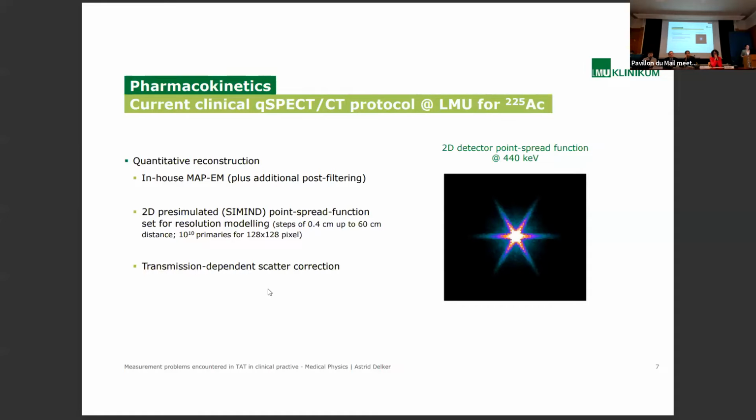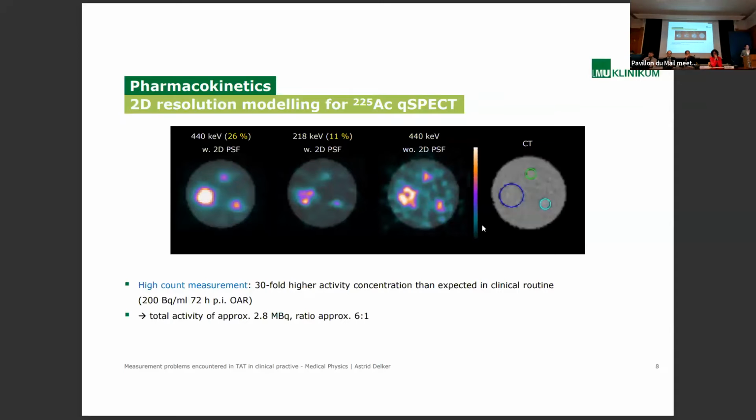However, when you have to deal with high energy gammas, you get that anisotropic star pattern, and this star pattern comes from high energy gammas penetrating through the collimator septa. This phantom measurement shall visualize the impact of using that 2D resolution modeling. Here we performed the high count phantom measurement with a cylindrical phantom, which contained 3 different sized inserts. The largest one was 200 milliliters, imitating a typical kidney volume, and the smallest one was 20 milliliters.